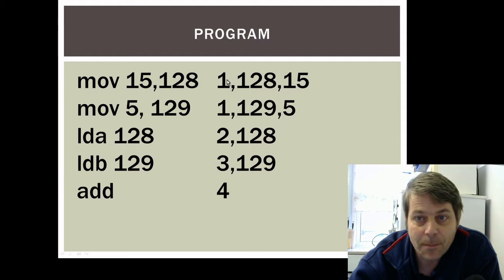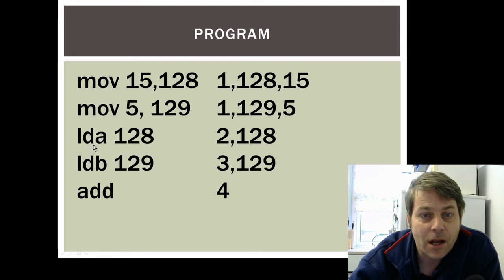The first part of the machine code program tells us what instruction we're going to do. We've got 4 instructions here. We've got move, which is instruction 1, load A, which is instruction 2, load B, instruction 3, and add is instruction 4. Some of the commands, the move and the load commands, have got parameters with them. So what we're saying here with move 15 to 128, we're saying move the value 15 into memory address 128, and then move the value 5 into memory address 129.